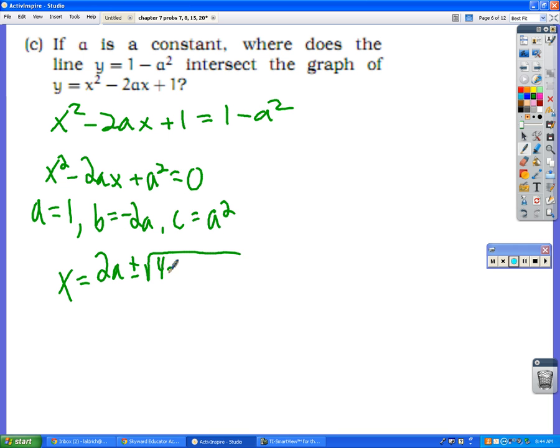4a squared minus 4 times 1 times a squared, all over just 2a. Just over 2. And so what do I get underneath the square root here? 0. 4a squared minus 4a squared, 0. So 2a over 2 is a.